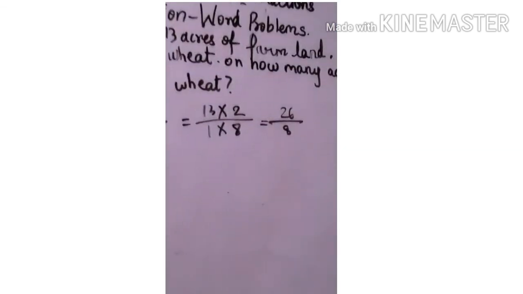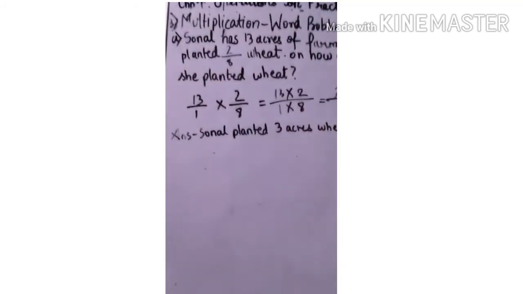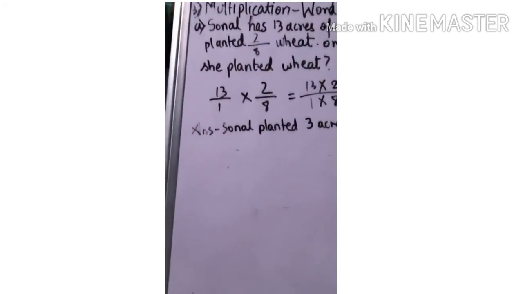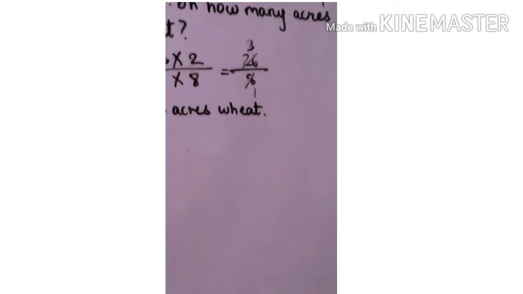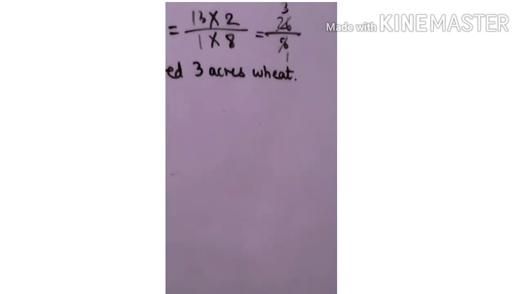Now Sonal has 13 acres of farmland. So in that she planted 2 upon 8. So we'll write here like this. Then we come to the next. Now here I will write 13 upon 1 multiplied by 2 upon 8, which equals 26 upon 8. Now 8 ones are 8, 8 threes are 24. So the last answer will be Sonal planted 3 acres of wheat.